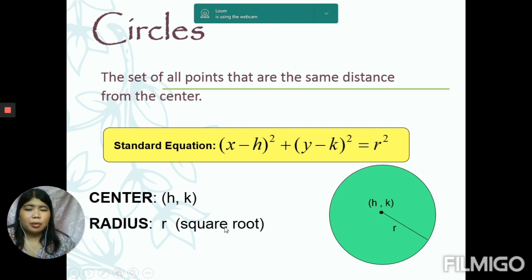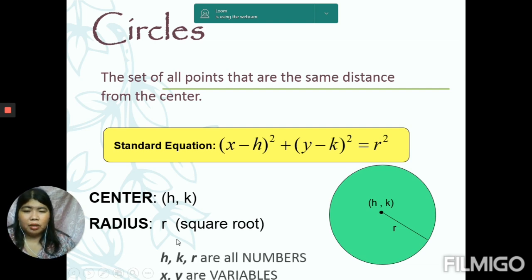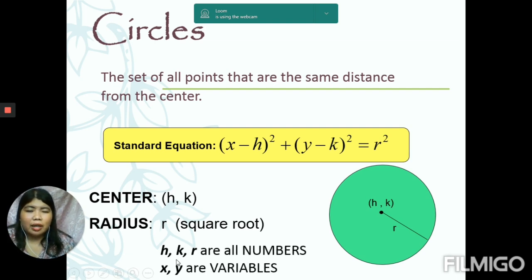So, always remember, before you can get the radius, you must get the square root of r squared. So, makikita natin naman yan mamaya dun sa ating mga example ng circle. So, always remember that h, k, and r are all real numbers. Makikita natin mamaya sa example natin na these ones are substituted by real numbers.